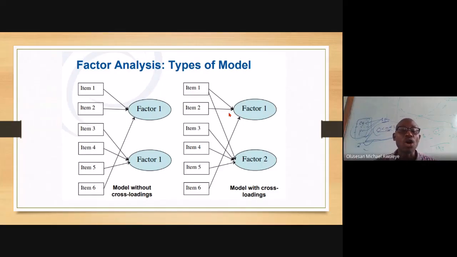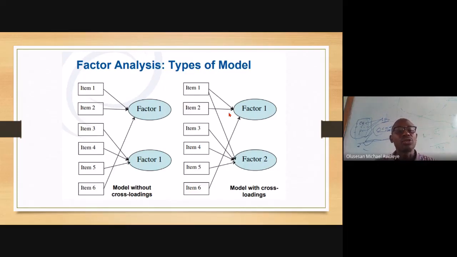But ordinarily, looking at the second model to my right, also to your right, item 1 has two legs, if you can use that word, coming out. One is going to factor 1, the other one going to factor 2. So that's why it's crossing, because item 1 can relate to two major factors. The same can also happen in your work.